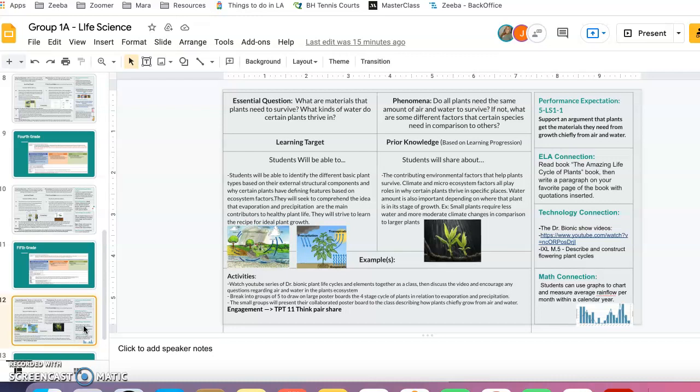The one here in the slide is an awesome one that broadly describes plants and how they need air and water to survive. iExcel is a great technology support as well. Section M.5, which is describe and construct flowering plant cycles. Again, those flowering plant cycles are going to be based on the environment, which is largely determined by air and water amount. Math connection, students can definitely use graphs to chart and measure average rainflow.